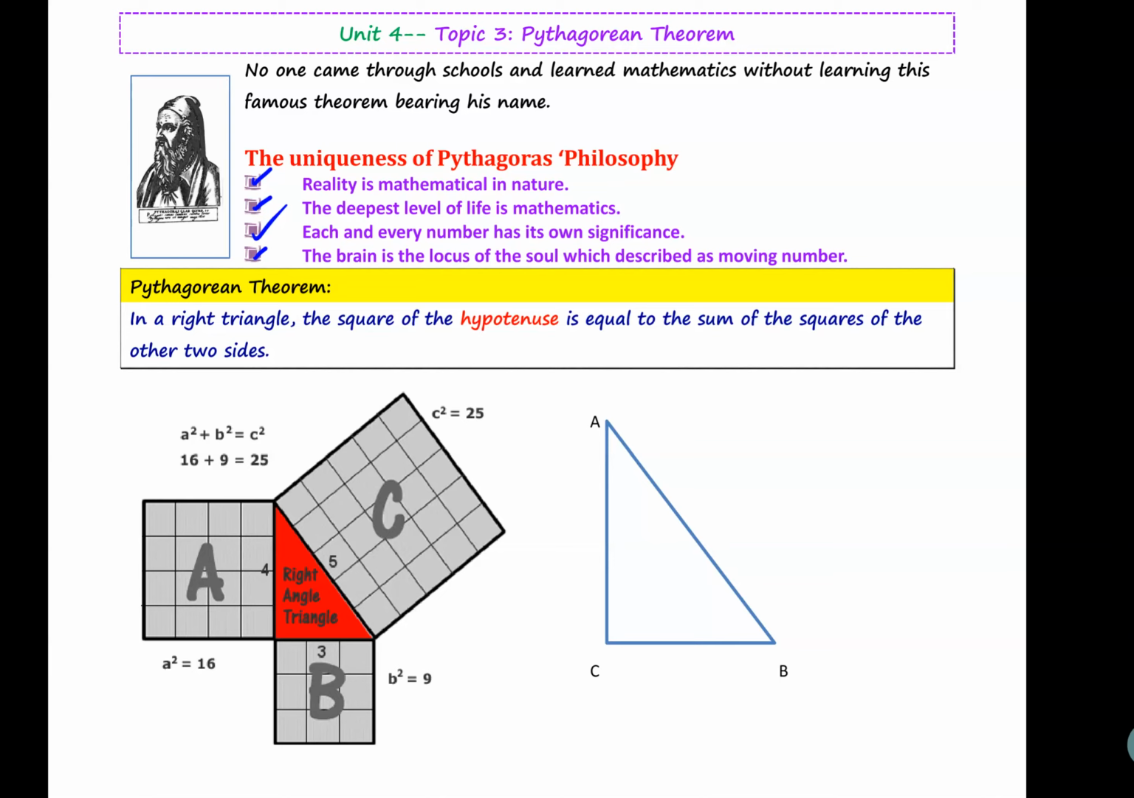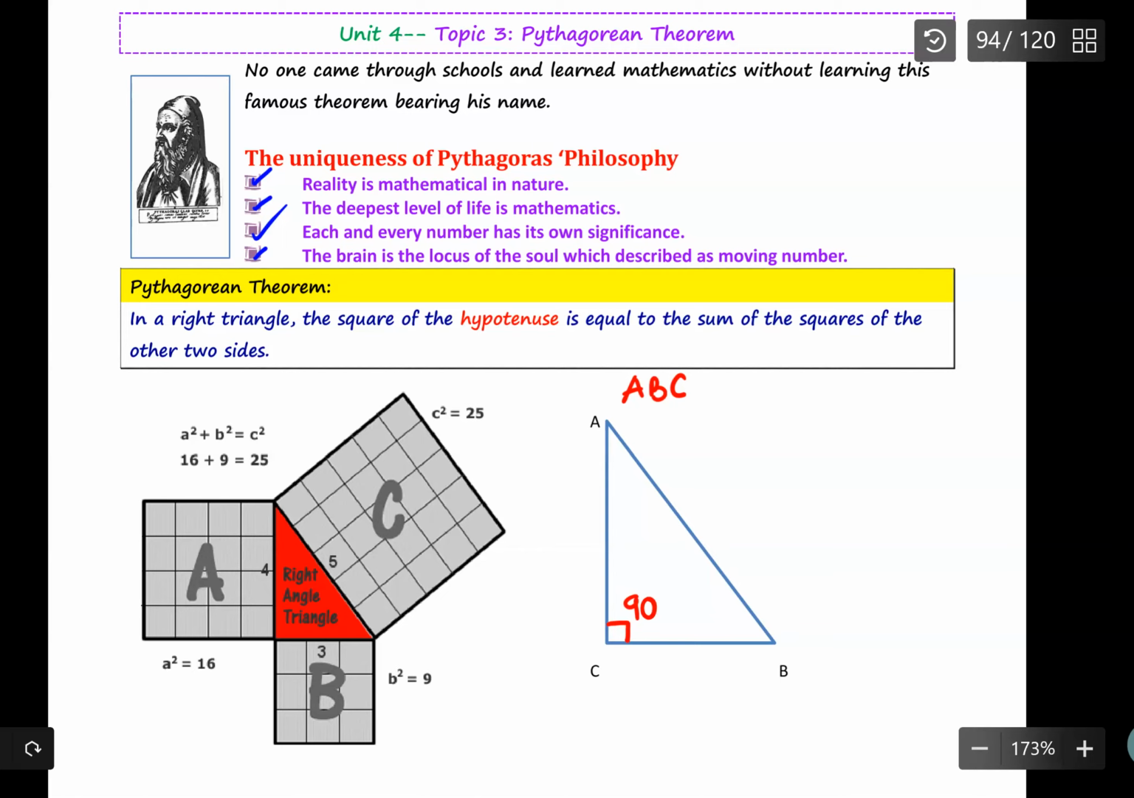His theorem stated that in a right triangle, the square of the hypotenuse is equal to the sum of the squares of the other two sides. So let's take a look at our triangle ABC, indicated right here. Note that in this triangle ABC, angle C equals 90 degrees.